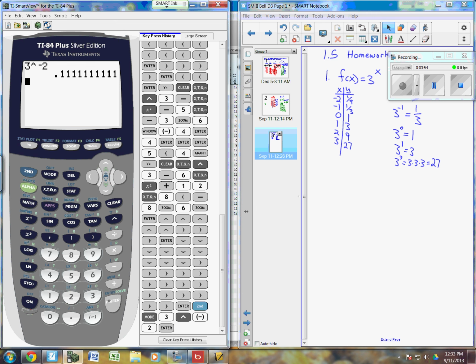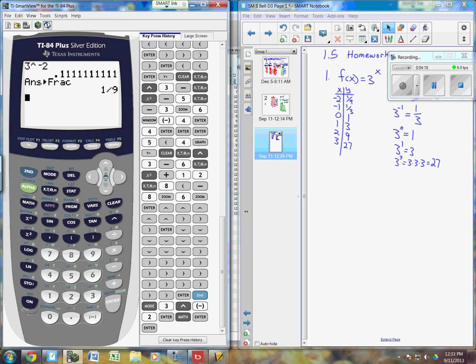If I hit enter, I get a decimal. It's the same as 1/9, but this is how the calculator will actually show rational numbers. If it's a repeating decimal, it will change it to a fraction. I have to do the math button, and number 1, fraction, and then hit enter again. And it changes it to 1/9 for you. How many of you knew that already? I knew it, but I forgot it. How many of you have remembered it, I should say? So that's what you do on problems 1, 2, 3, 4, and 5.